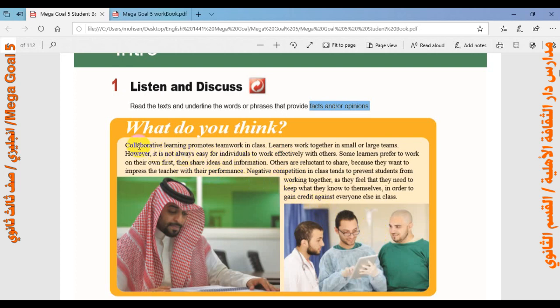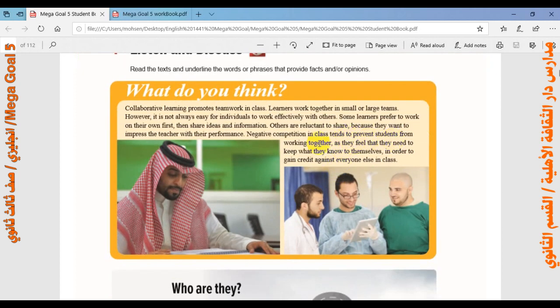Collaborative learning promotes teamwork in class. Learners work together in small or large teams. However, it is not always easy for individuals to work effectively with others. Some learners prefer to work on their own first, then share ideas and information. Others are reluctant to share because they want to impress the teacher with their performance. Negative competition in class tends to prevent students from working together as they feel that they need to keep what they know to themselves in order to gain credit against everyone else in class.